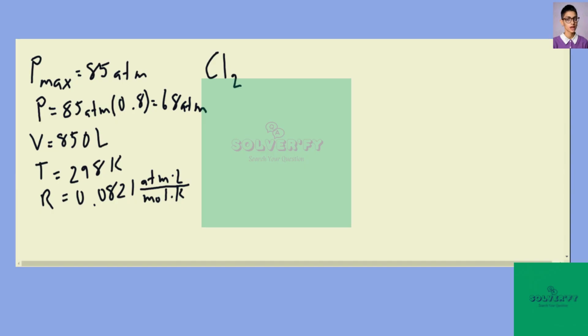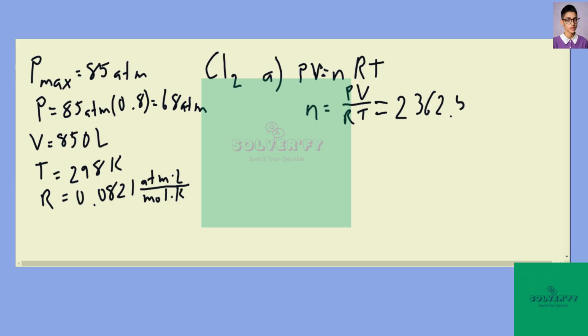For part A, we're asked to figure out how many moles can be put in this tank, but we're actually supposed to use the ideal gas law. PV equals nRT. We want moles, so let's just rearrange the equation real quick. n equals PV over RT. If we plug in the 68 atmospheres, the volume, the temperature, and the ideal gas constant, what we should find is that we can put 2,362.5 moles into the tank.